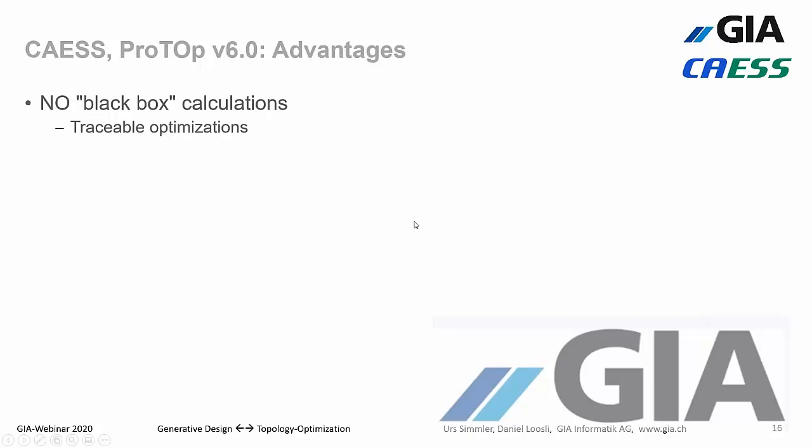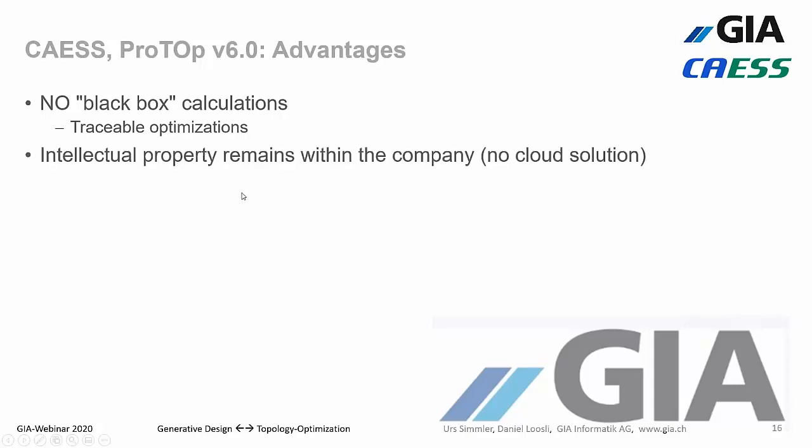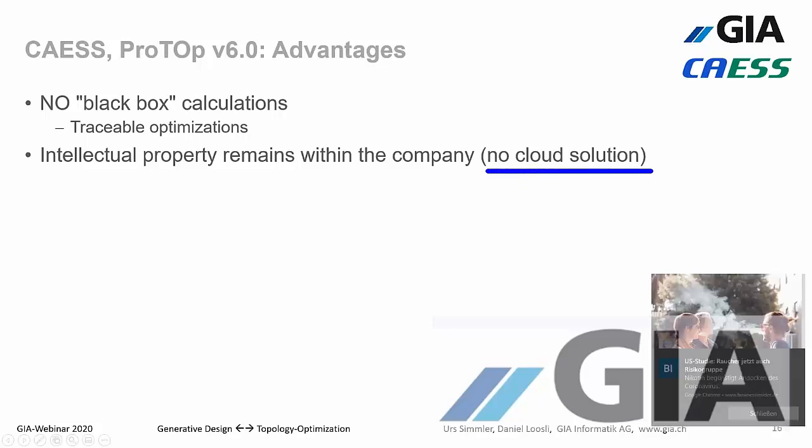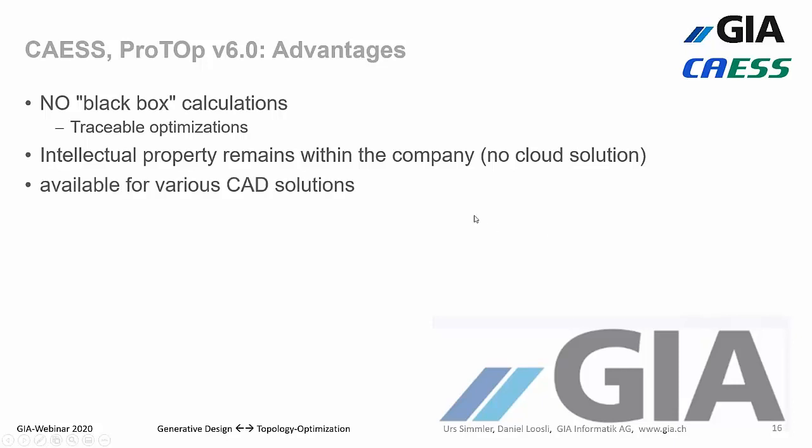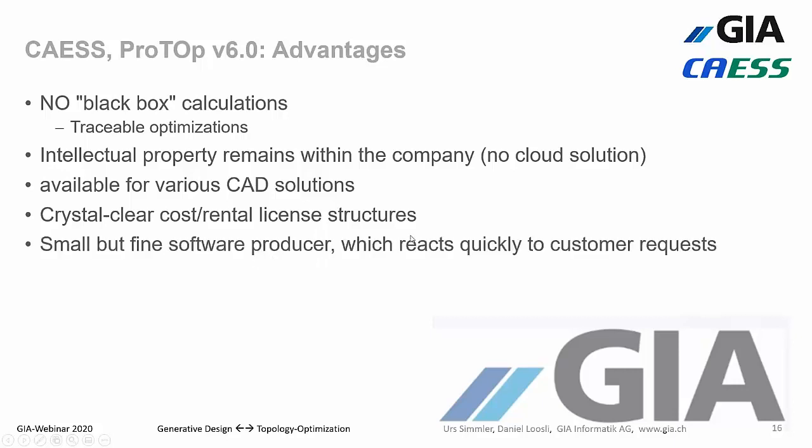And I think the advantage of topology optimization is that we really have a traceable optimization process. We can take influence on that. And I think one important thing is that many companies do not want to send their intellectual property to the cloud. They want to keep their intellectual property, and ProTop can be fed with CAD data from many solutions. You have a crystal clear cost and license structure, and by the way, you have a small software factory which can react very quickly to new customer requests. And by the way, we'll see the solution is very quick.